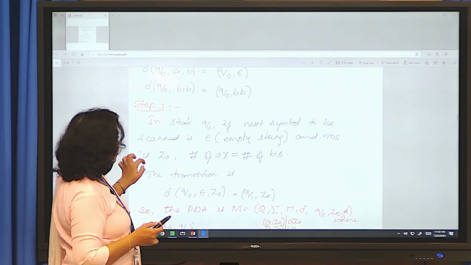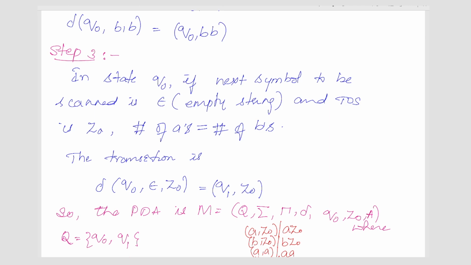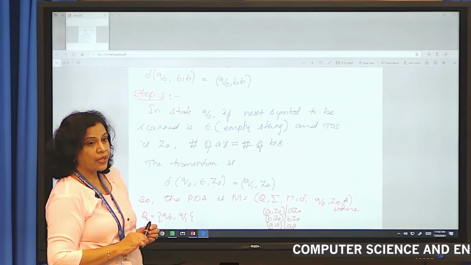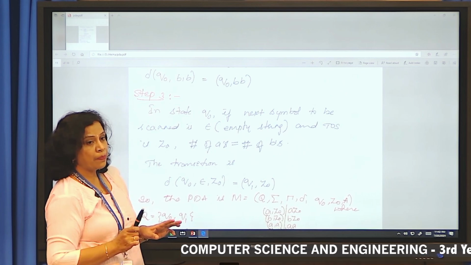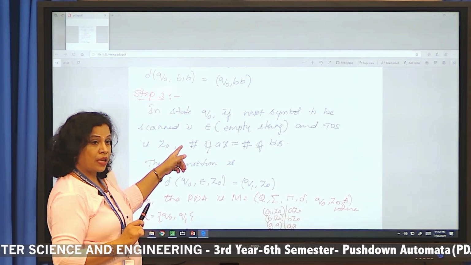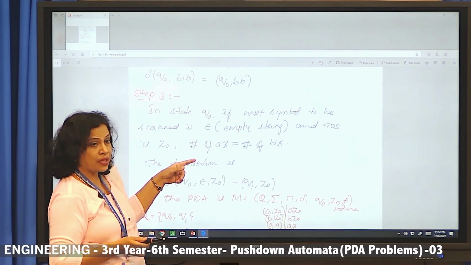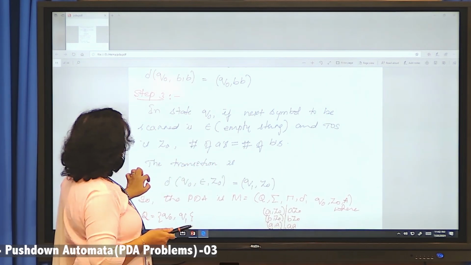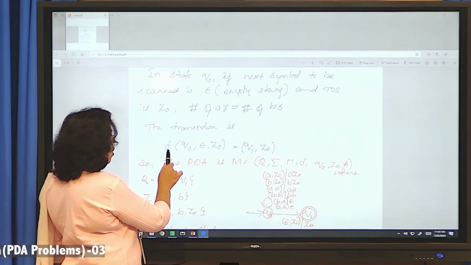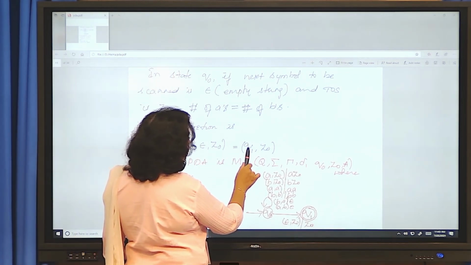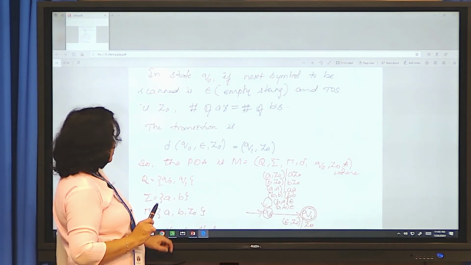Now come to step 3. We are still in state Q0. In state Q0, if the next input symbol to be scanned is epsilon, meaning empty string, it means we have completely processed the input. And TOS is Z0. It means number of A's has already matched with the number of B's. Then the transition is delta of Q0 comma epsilon comma Z0, which is equal to Q1 comma Z0.